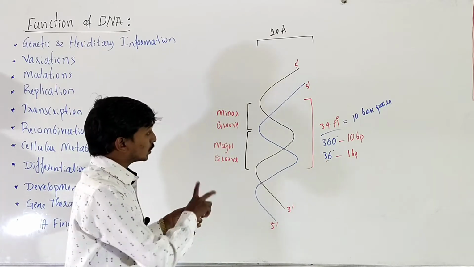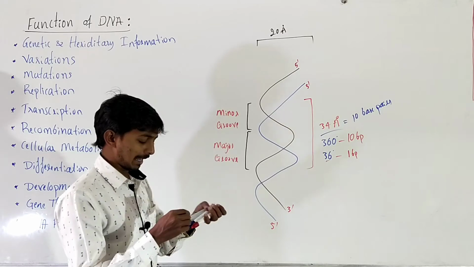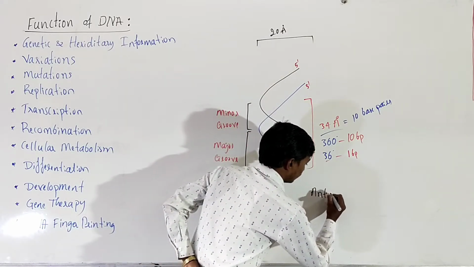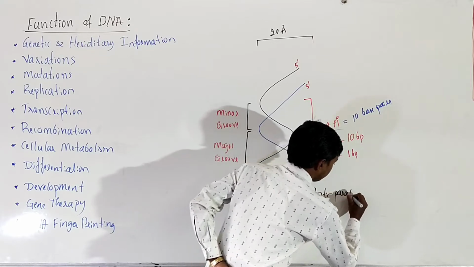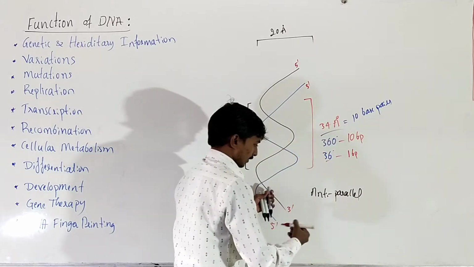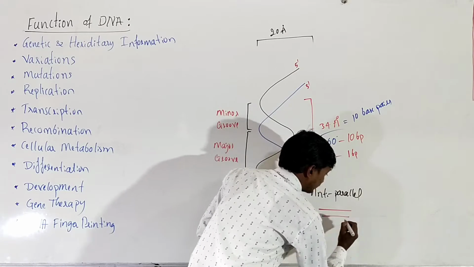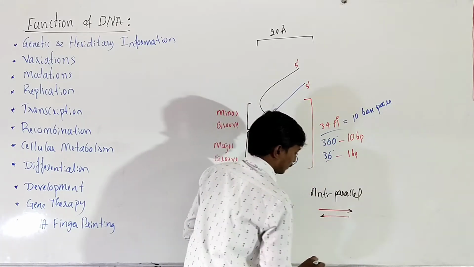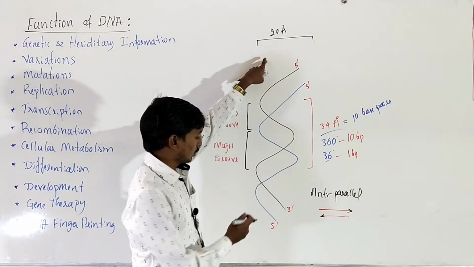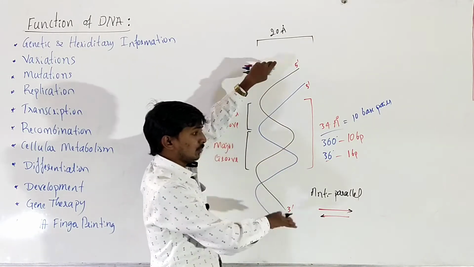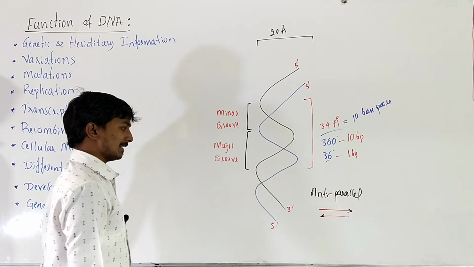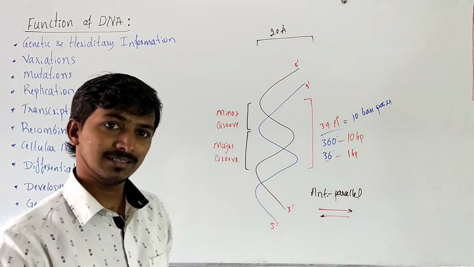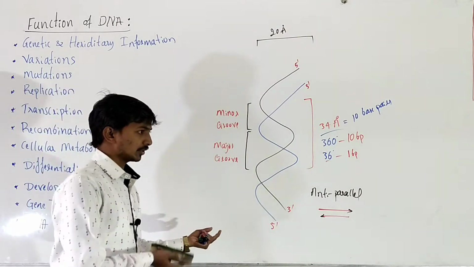This is because the two strands are anti-parallel in nature. Anti-parallel means they run parallel, but the direction is opposite. If one is running in the 5 to 3 prime direction, the other will be in the 3 to 5 prime direction. Hence, they are referred to as anti-parallel strands. Right? I think it's enough for recalling the things.